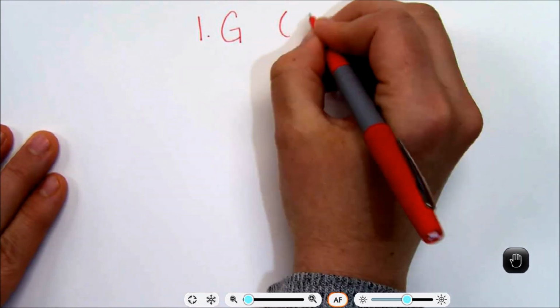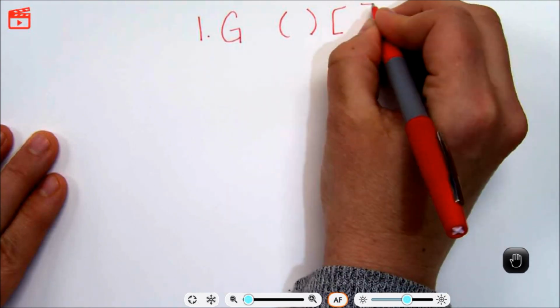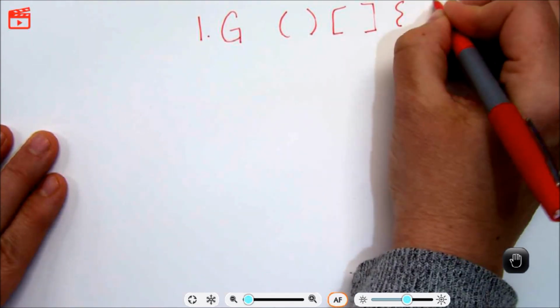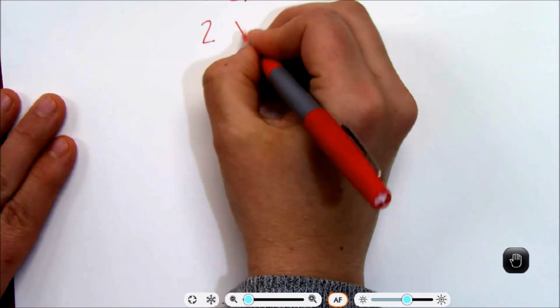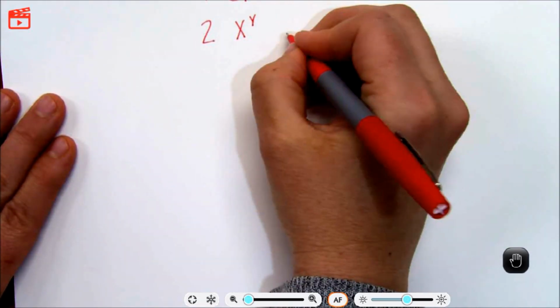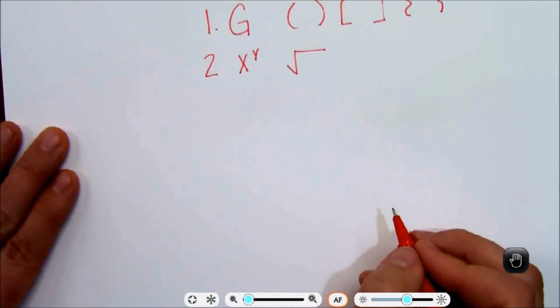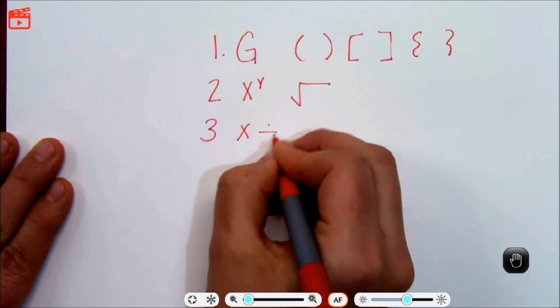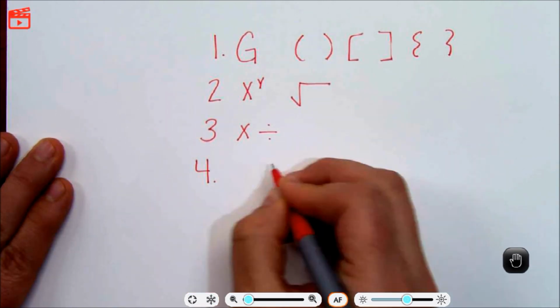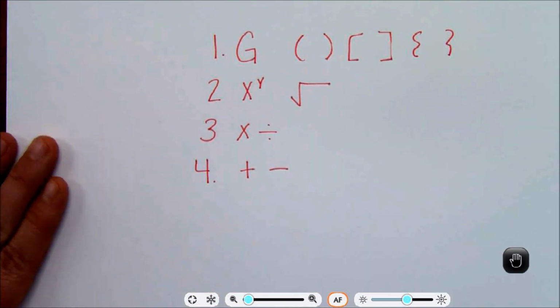Okay. If you have any questions about the order of operations, just try to remember groupings are first, which means parentheses, brackets, any other kind of symbol that holds your numbers together. Number 2 is exponents and roots. 3 is multiplication and division, and 4 is addition and subtraction.